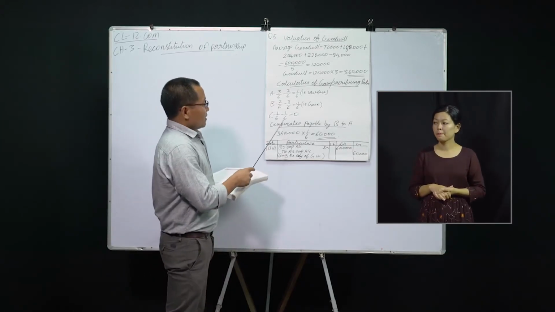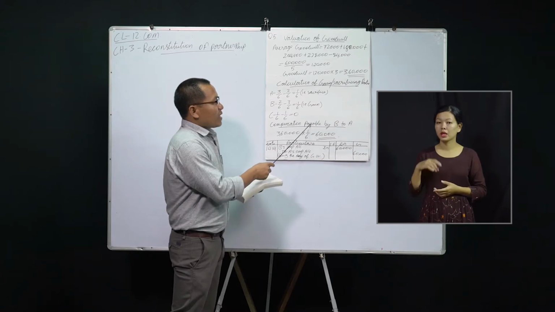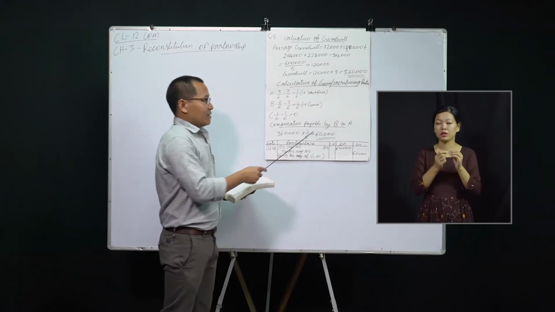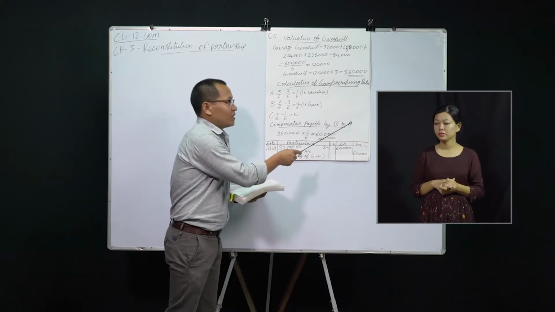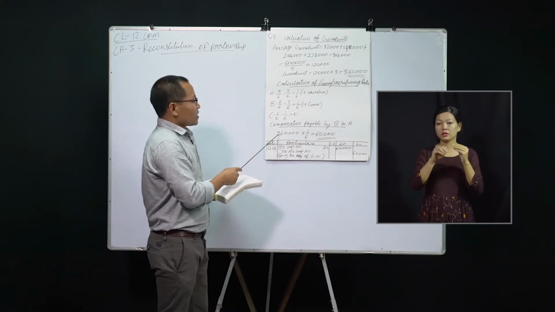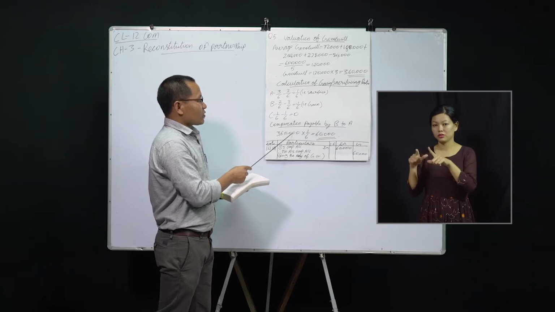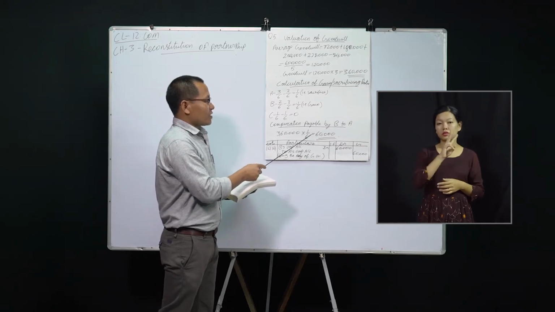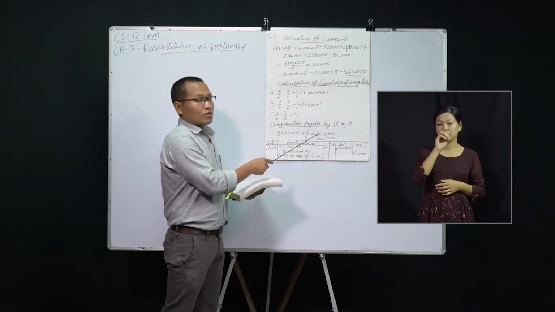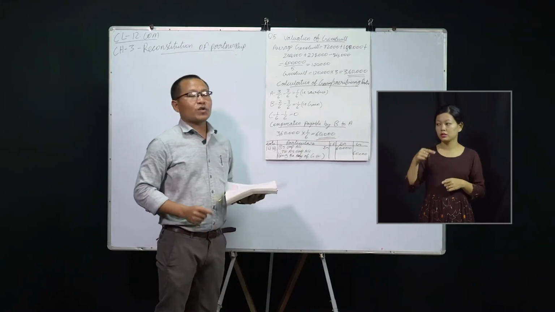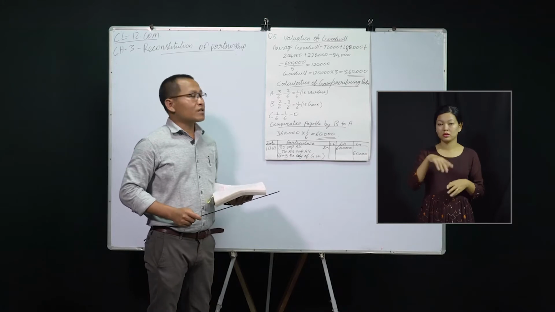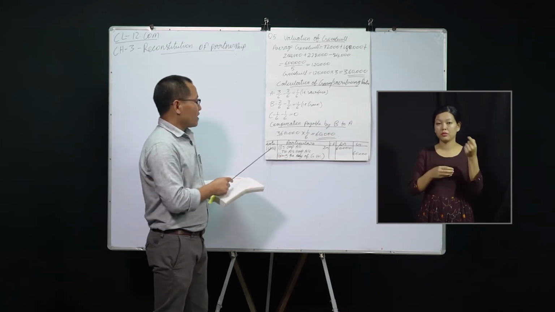So compensation payable by B to A, by gaining partner to sacrificing partner, in other words. So this is the value of goodwill, 3,60,000 into 1/6, 60,000. So B has to give 60,000 to A for the sacrifices that A has made to B.